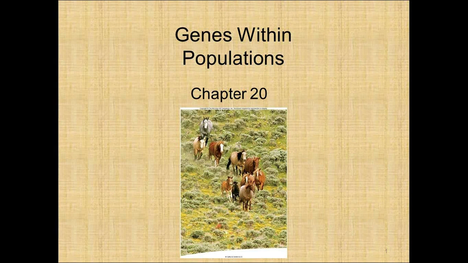Now that you understand genetics and the processes of inheritance, we are going to look at the origin of species by natural selection, or evolution. This is Genes Within Populations, Chapter 20.